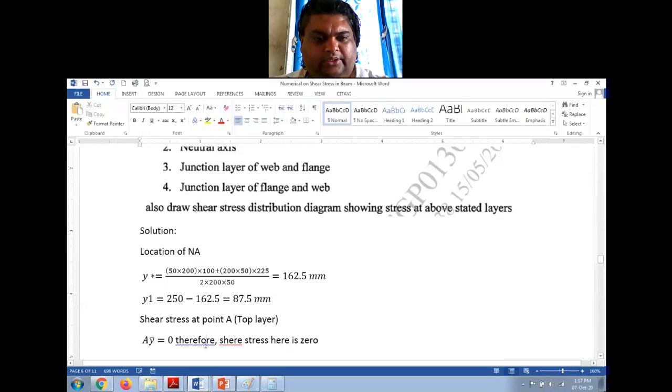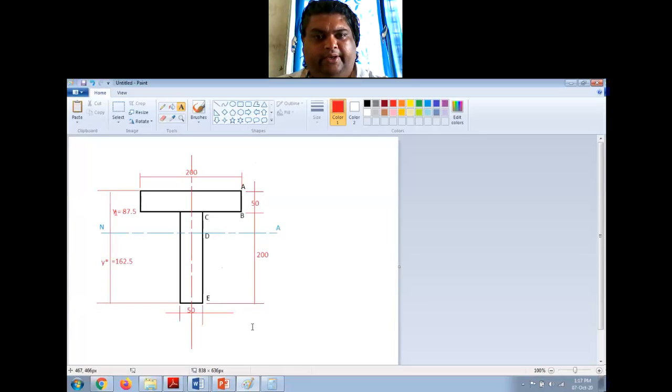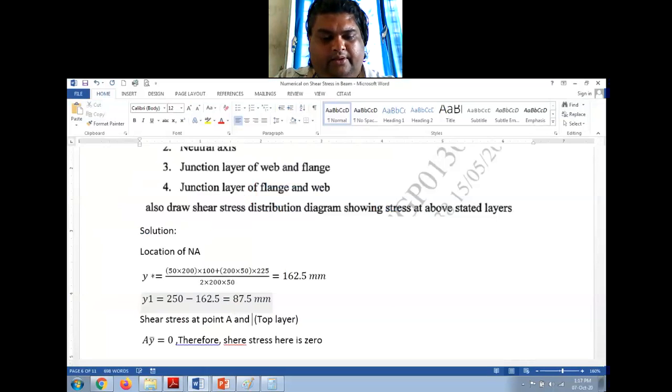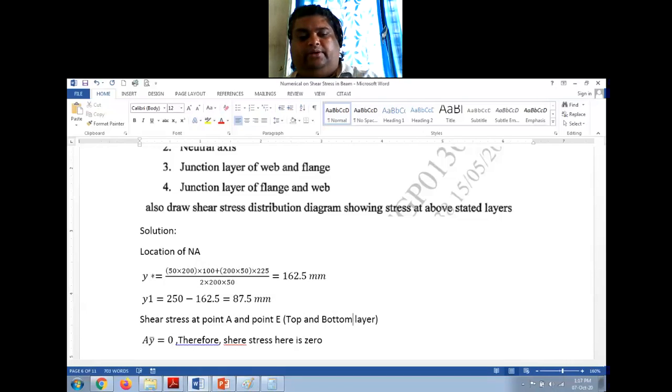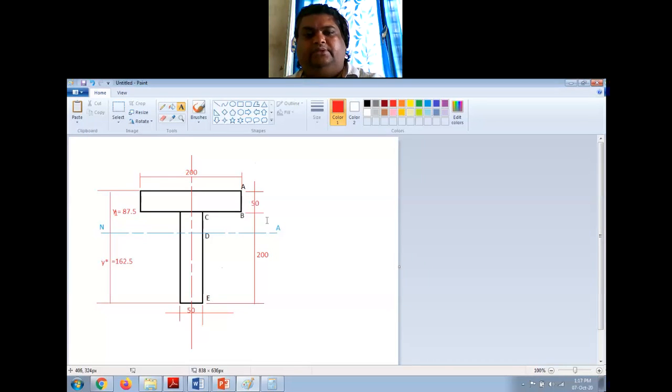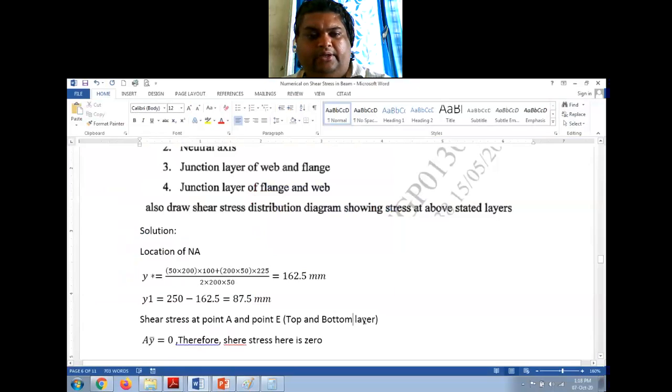Actually I will do one more thing here. Point A and point E, right? So top and bottom layer. At both these places, the shear stress will be 0. So I have determined these 2 points. Next, I have to go to point B, which is the junction of the flange and the web, or the bottom layer of the flange, right?